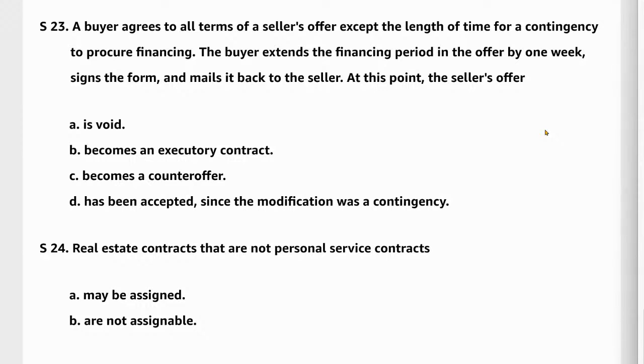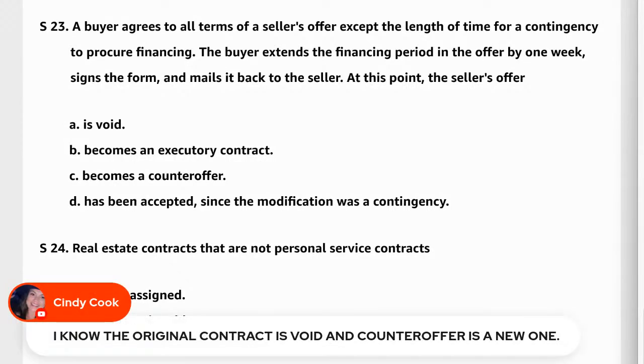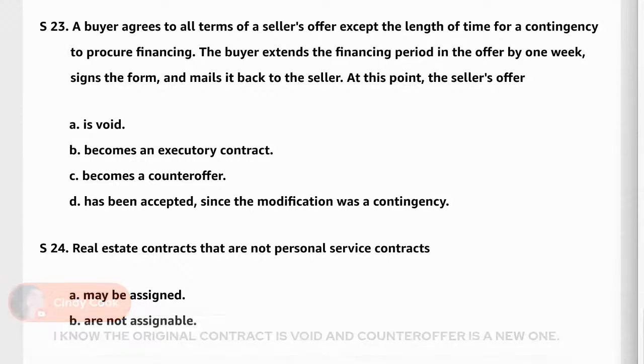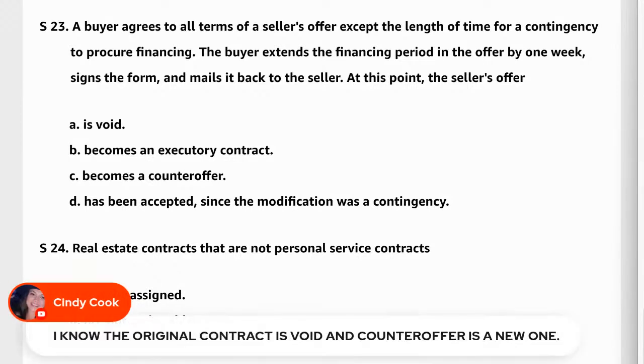So now the buyer has to wait to see if the seller is going to accept it, sign it, and mail it back, because they have to acknowledge. Yes, the initial contract is void and the counter offer is a new one. That's correct. They call it novation, right? Very good, Cindy. So the original contract is void and the counter offer is a new one.